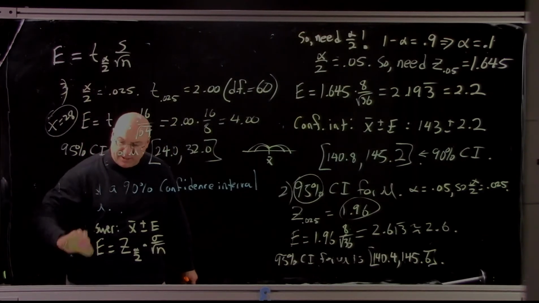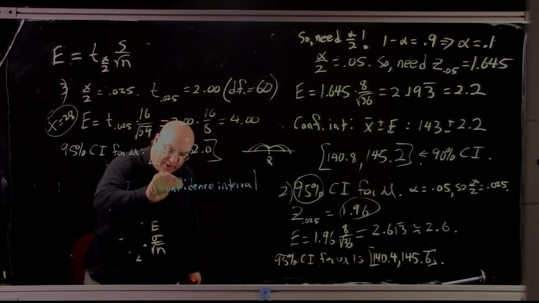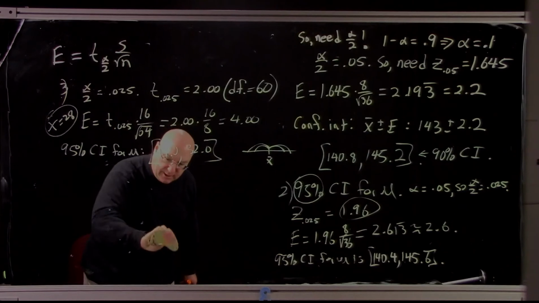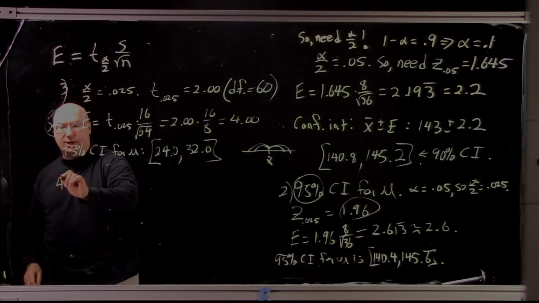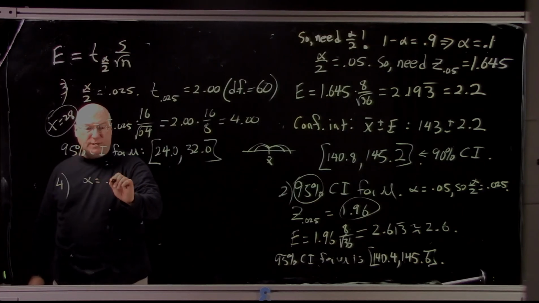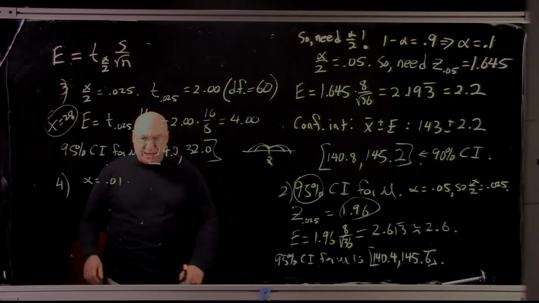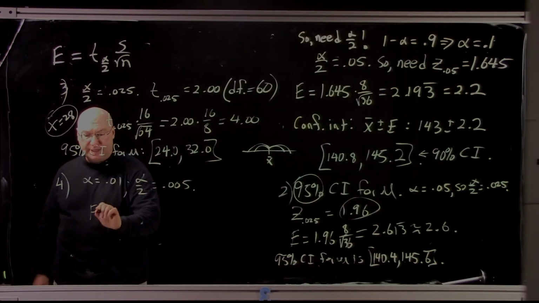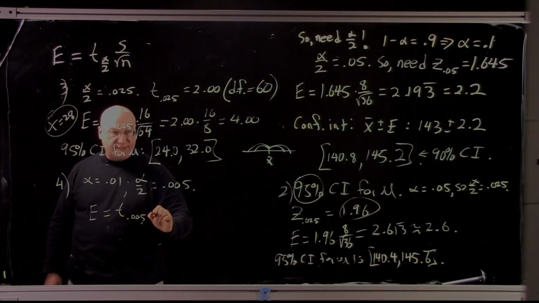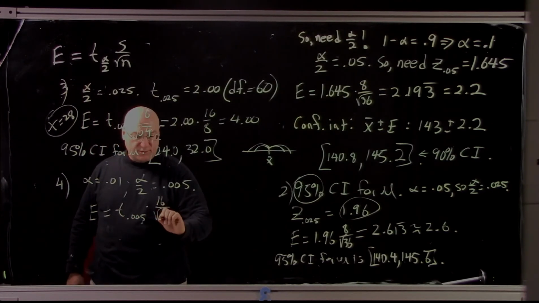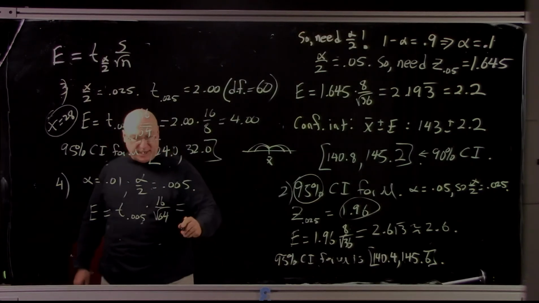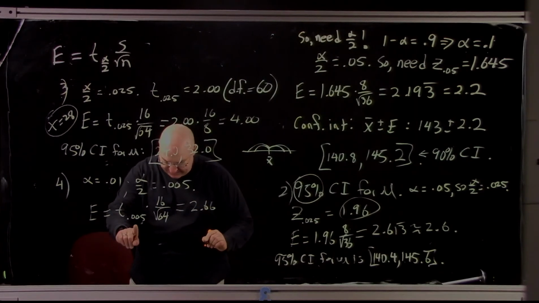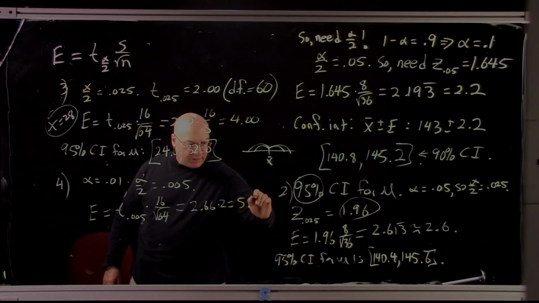What if I want a 99% confidence interval? I want a higher confidence level, so I should expect that I'm going to have a wider confidence interval. So this is number 4. Very quickly, alpha is 0.01, right? Because 1 minus alpha is 0.99. So alpha over 2 is 0.005. So I need to find t 0.005 and take that times 16 over the square root of 64. And when I do all that, I get 2.66 there times 2, so I get 5.32.